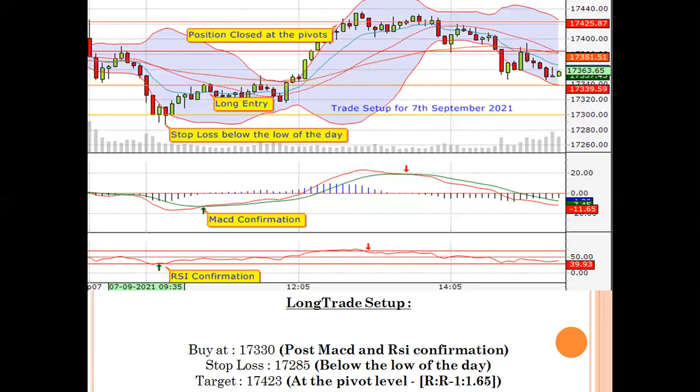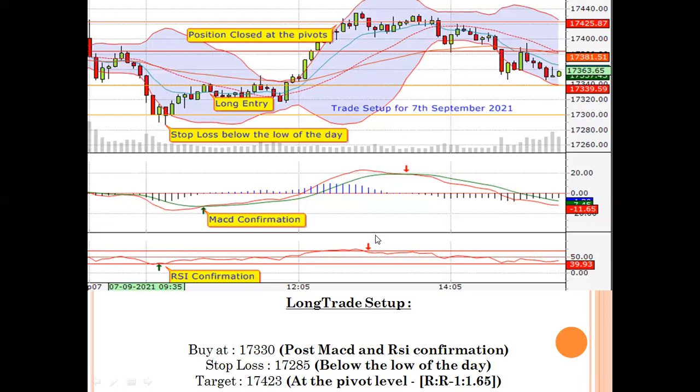So in a lot of situations, what people do is either they get out at some pivot levels, or they wait for the MACD and the RSI to give them contradictory signals, and then they close their positions.